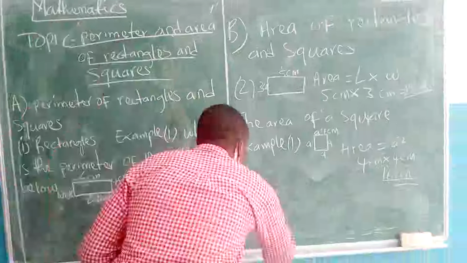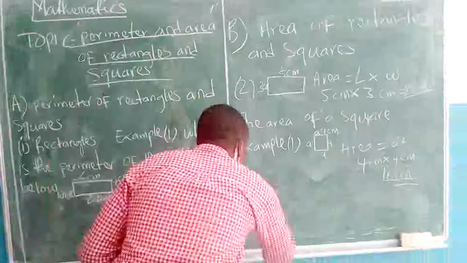And this square here, we have labelled each side A. It could be B, it could be C, any letter you choose. One of these sides A is 4 centimeters. And we know that a square has all sides equal. All the 4 sides are equal: 1, 2, 3, 4.